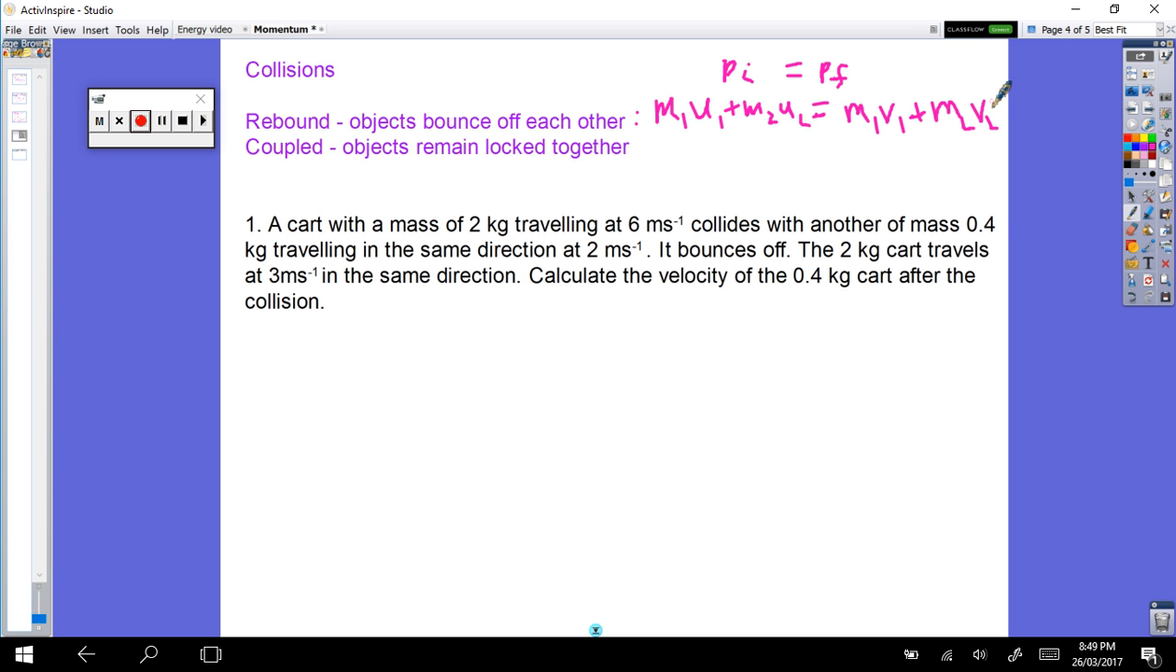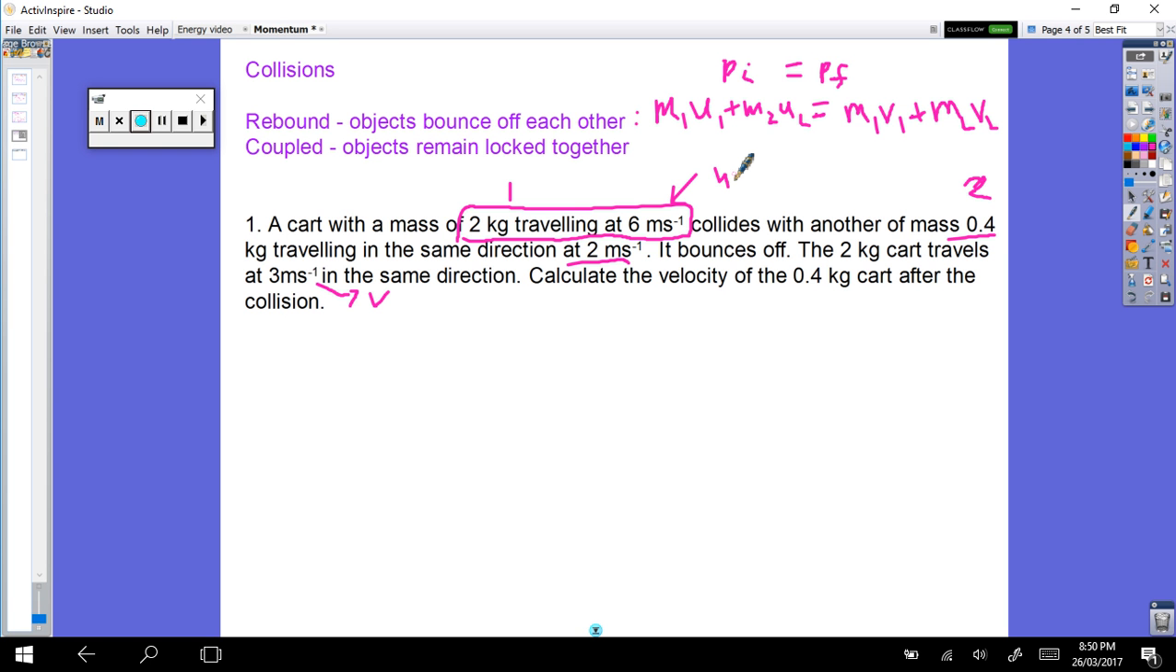So our example here is that a cart with a mass of 2 kilograms travelling at 6 meters per second collides with another mass of 0.4 kilograms travelling in the same direction at 2 meters per second. So we can automatically say that this is our object 1, and the other one over here is number 2. It bounces off. The 2 kilogram cart travels at 3 meters per second in the same direction. So here we're talking about our final velocity. This is our initial velocity up there. Calculate the velocity of the 0.4 kilogram cart after the collision.